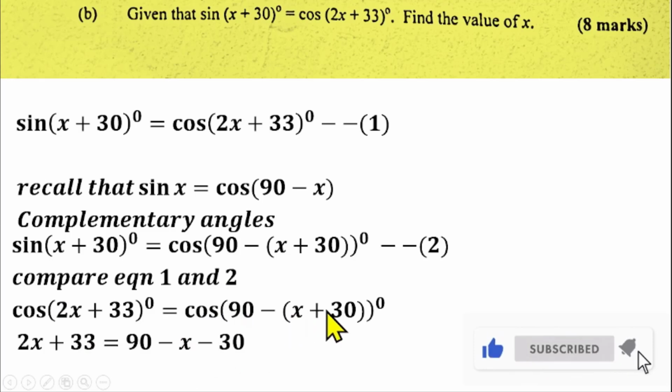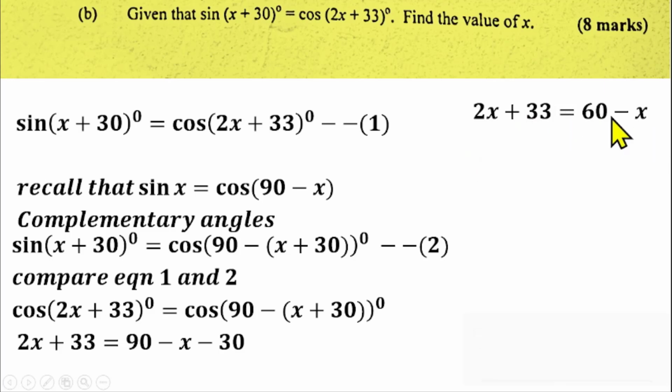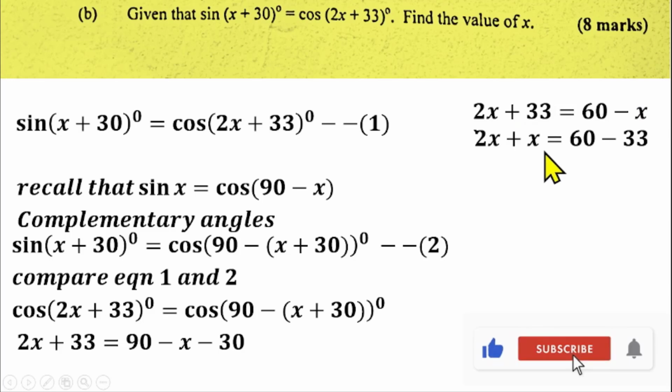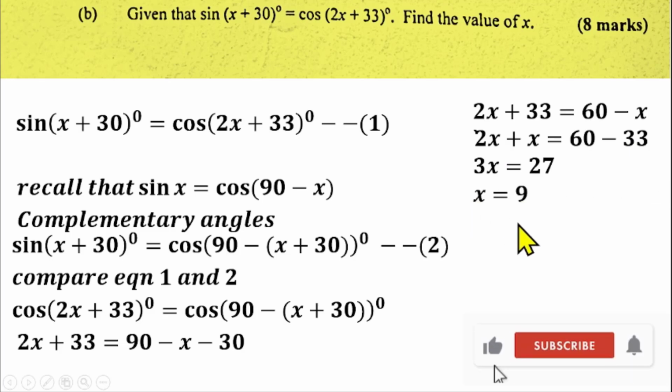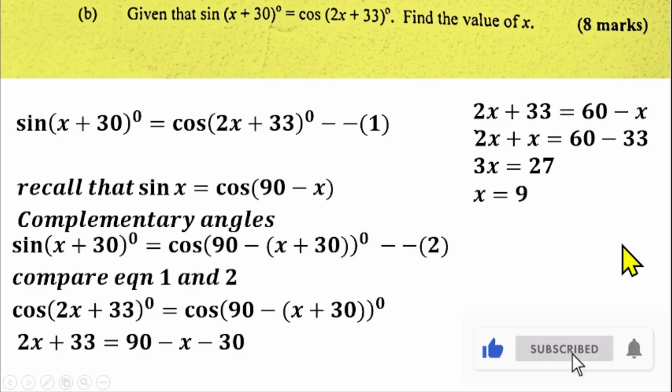Then minus will open this bracket. We have minus x minus 30. So from there, 90 minus 30 will give us 60. So you'll be left with 2x plus 33 equals 60 minus x. Collect like terms here. So you have 2x plus x equals 60 minus 33. So 2x plus x will give us 3x. 60 minus 33 will give us 27. Then divide both sides by 3. x will be equal to 9. So the value of our x is 9. And that ends question number 5b.